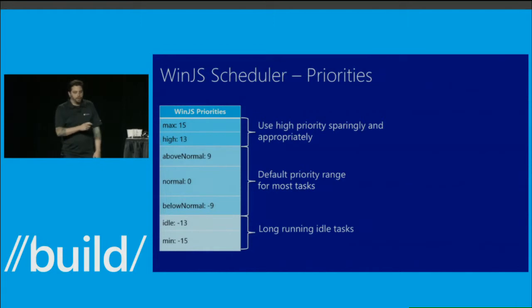And then finally, we have the low bucket, which is for those tasks that only really need to be executed when the application is idle. An example of that could be, you don't want to hit your network to check for new feeds when the end user is interacting with your application.